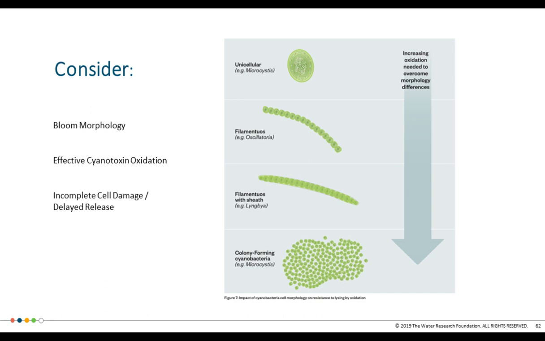Considerations including, as I mentioned, bloom morphology. Depending on your morphology, it's going to be more difficult to add enough oxidant to overcome the morphological differences in order to release and then maintain enough oxidant around to effectively oxidize the remaining extracellular toxin. Again, different oxidants affect cyanotoxin oxidation at different rates. We've provided a lot of the summary information that's known to date within the manual.